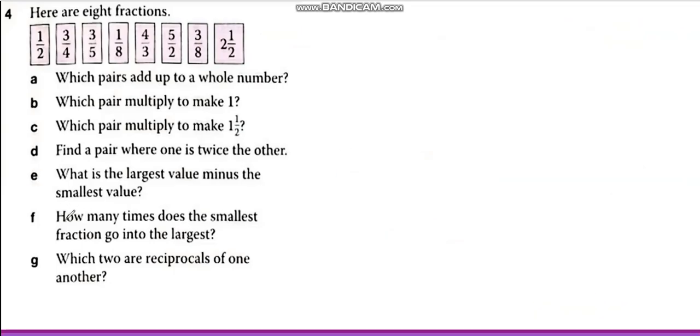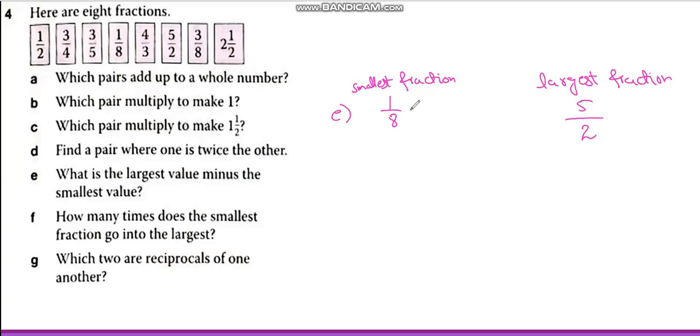In F part, it says how many times does the smallest fraction go into the largest. So again, if we look at E part, the smallest fraction was 1/8. This is the smallest one. And the largest fraction was 5/2. So we need to figure out how many times 1/8 goes into 5/2. For this purpose, we can divide 5/2 by 1/8. And we know that there is a rule that is keep, change, flip. So we can write 5/2 times 8/1.